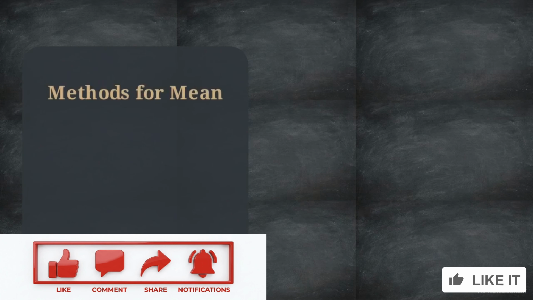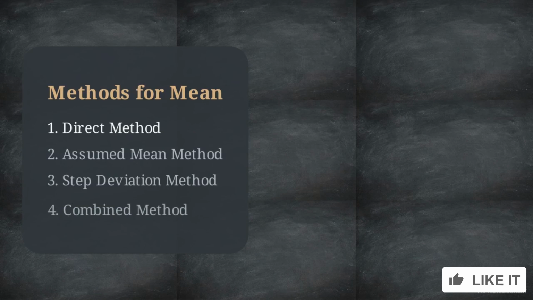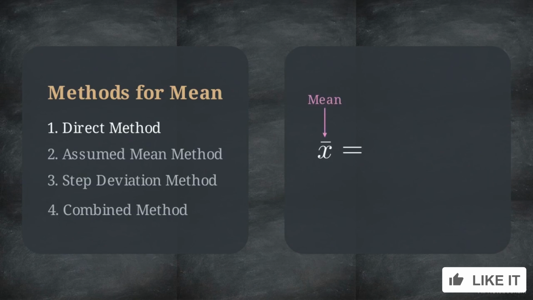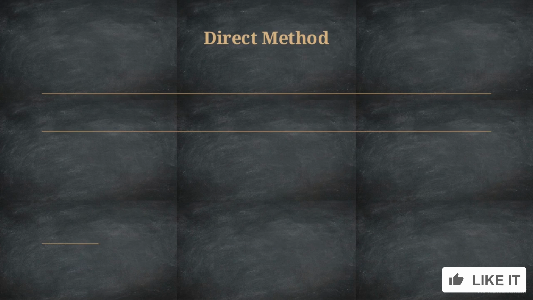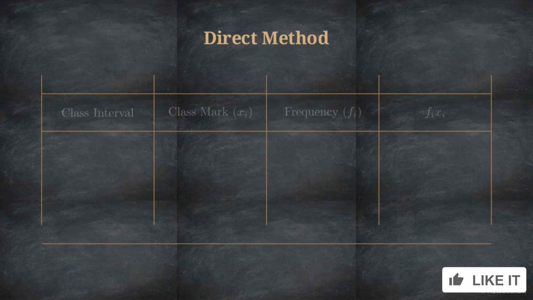Welcome back. In statistics, finding the mean is guaranteed to show up on your exam, usually carrying a heavy 4 to 5 marks. Simply put, the mean is the mathematical average of a grouped dataset. We calculate it by taking the sum of all our frequencies and data points and dividing it by the total number of items. The most straightforward way to find this average is the direct method.